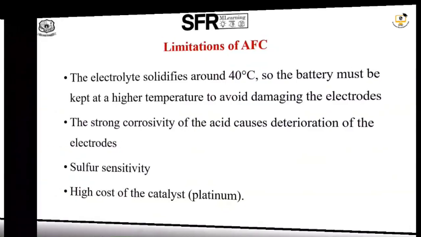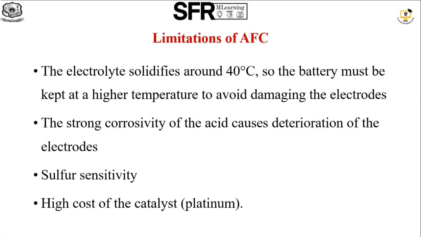Let us now see the limitations of phosphoric acid fuel cell. The electrolyte solidifies around 40 degrees Celsius. So the cell must be kept at a higher temperature to avoid damaging the electrodes. The strong corrosivity of the acid causes deterioration of the electrodes. It is also sensitive to sulfur. High cost of the catalyst is also a limitation of PAFC.